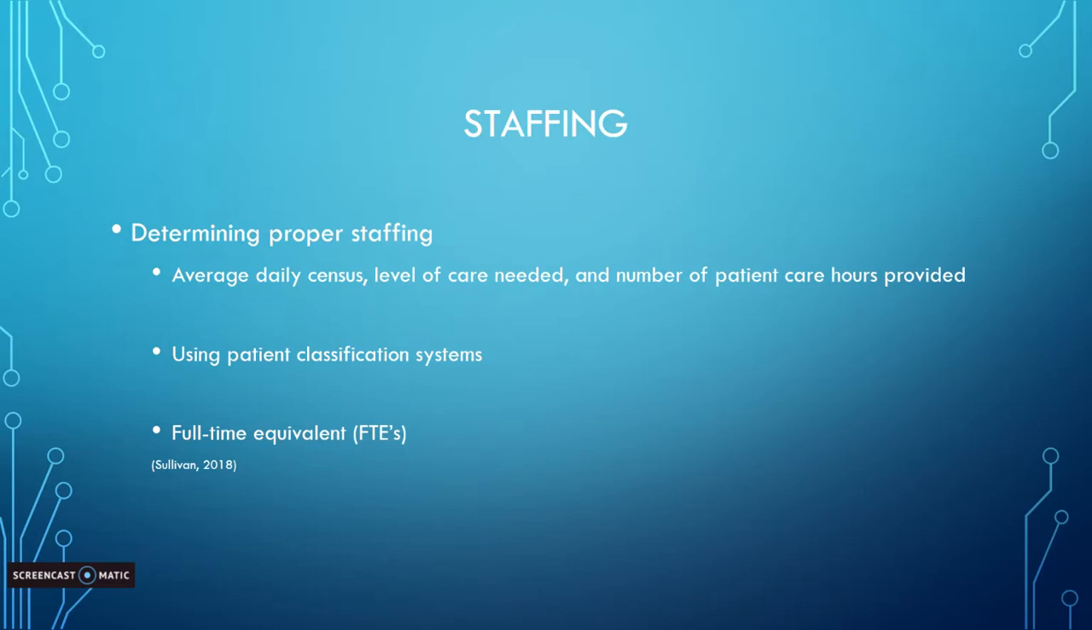Next, managers need to calculate the amount of full-time equivalents or FTEs that are necessary to adequately staff the unit. One person may make a full FTE, or multiple people may make a full FTE. These FTEs are determined by hours a week staff works, average daily census, and hours of care provided to the patients. Having the proper FTEs for a unit allows for adequate staffing to provide patient care.